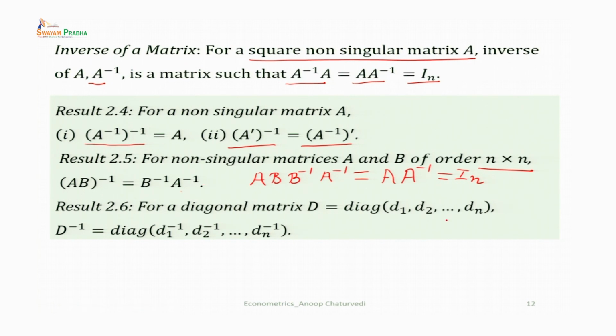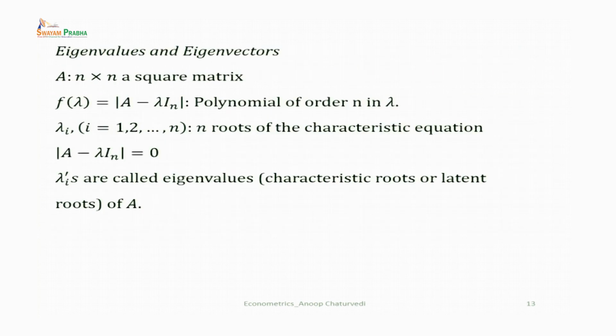Then for the diagonal matrix D, D inverse is equal to diagonal D1 inverse, D2 inverse, and so on, Dn inverse. Again you can easily verify this result. You simply multiply, take D inverse D. D inverse D is equal to identity matrix. Now we define eigenvalues and eigenvectors. Suppose A is a square matrix of order n cross n, then you take f lambda equal to determinant of A minus lambda In.